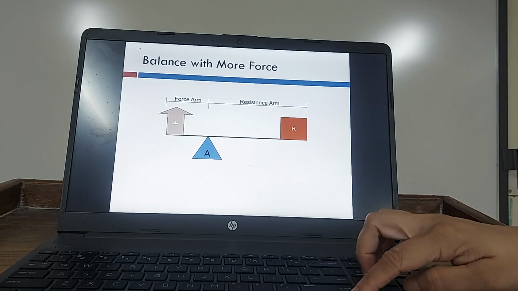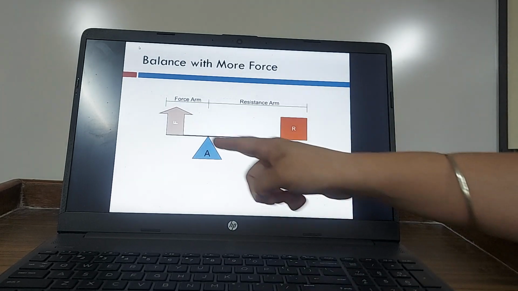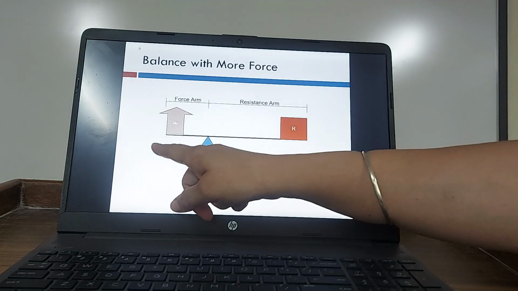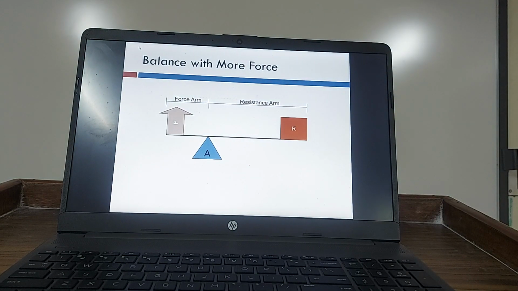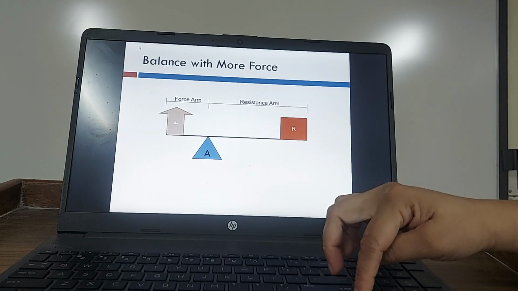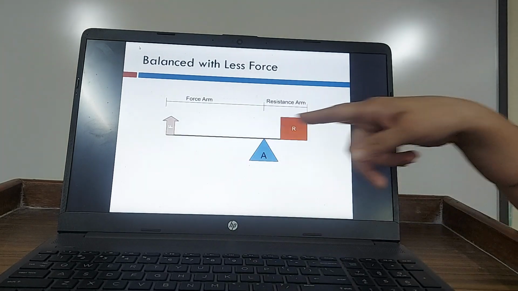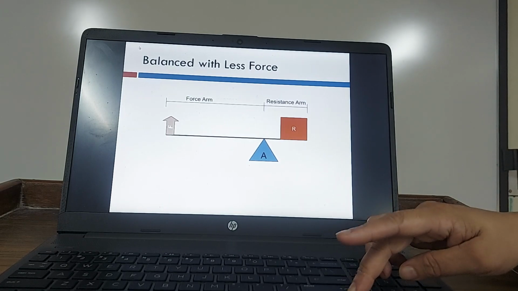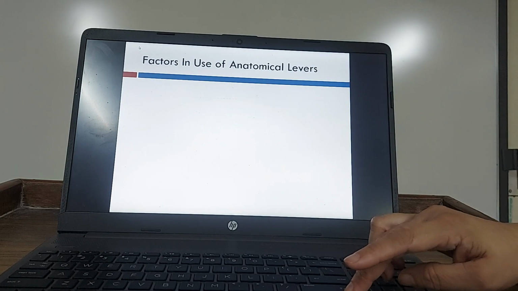Fine. Now, this is a state where the axis is near to the force arm. So the balance needs more force. With more force, you need to balance that seesaw. And herein, balance with less force. Why so? Because the axis is near to the... These diagrams are clear? Okay.